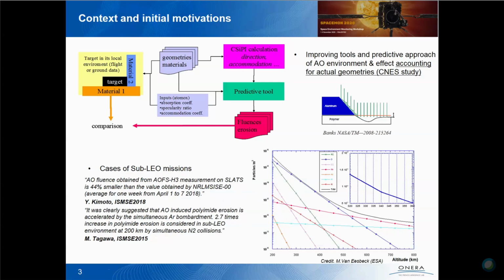So these two or three examples illustrate the reason why for us it is of very high importance to develop active monitoring of the environment and to be able to couple this environment monitoring with the measurement of the effect in orbit.